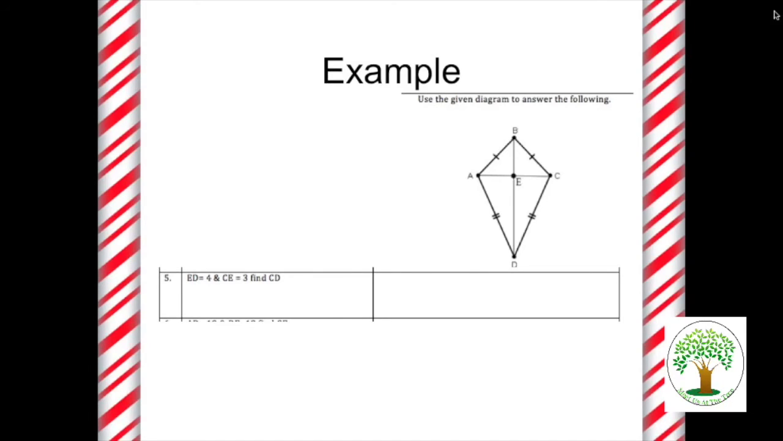I say that ED is a length of 4. And I say that CE is a length of 3. I want us to find CD. 7. I heard 7. Do we add them together? No, it's the Pythagorean theorem. It is, because this is a right triangle.